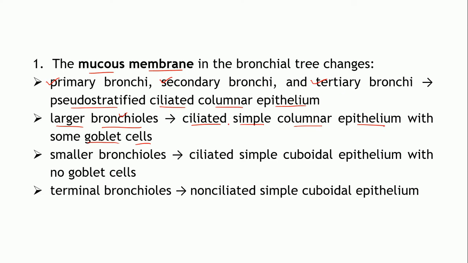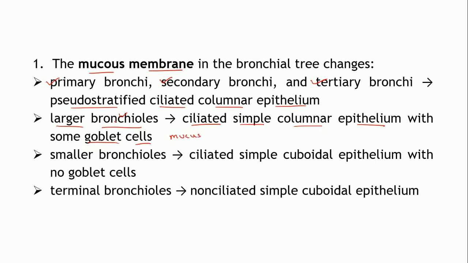Larger bronchioles comprise ciliated simple columnar epithelium along with the goblet cells. Now, what is the role of goblet cells? Yes, what does it produce? Correct, it produces the mucus.